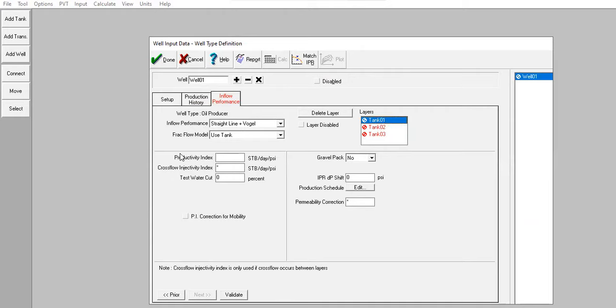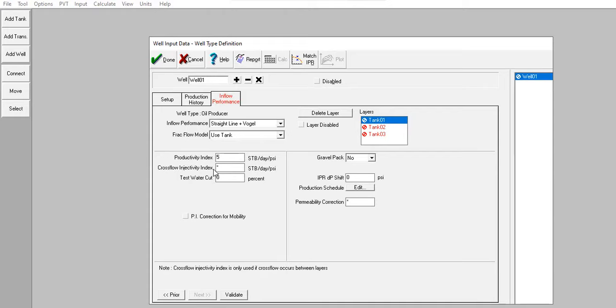This is the information sheet for tank 1. Well type: oil producer. Inflow performance: we will use straight line first, above bubble point pressure, and then Vogel below the bubble point pressure. So select this one. Fractional flow model, we'll use tank. Productivity index, 5 stock tank barrel per day per PSI.